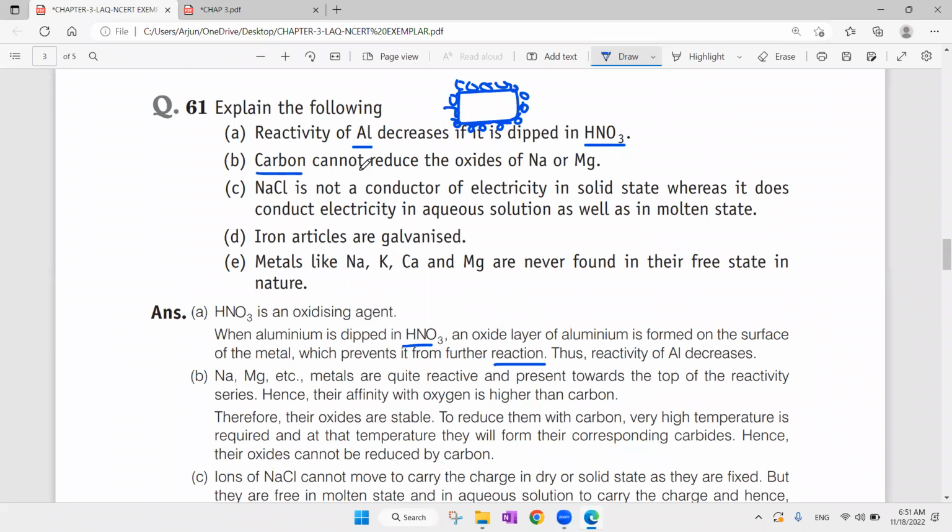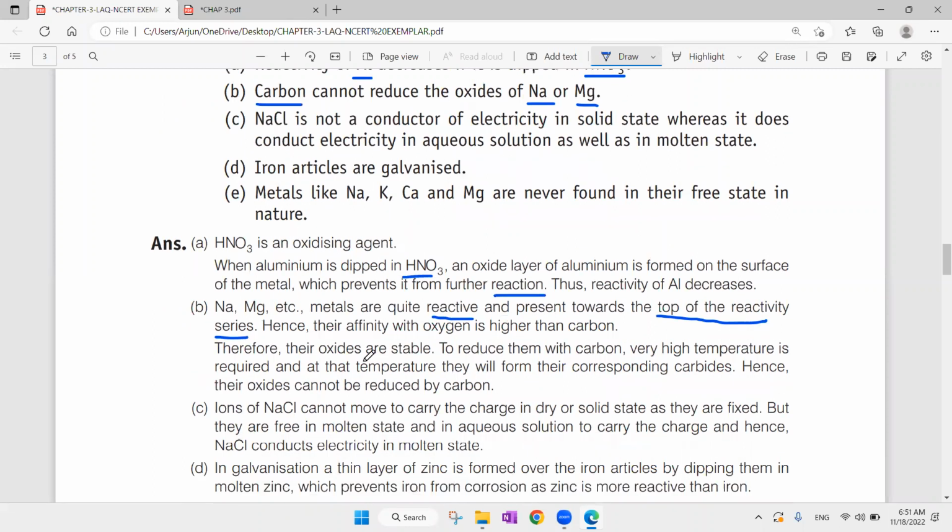Next, carbon cannot reduce the oxides of sodium and magnesium. Sodium, magnesium, etc. are quite reactive metals. They are highly reactive and present towards the top of the reactivity series. Hence, their affinity for oxygen is higher than carbon. Therefore, those oxides, sodium oxide and magnesium oxide, are stable. To reduce them with carbon, a high temperature is required.